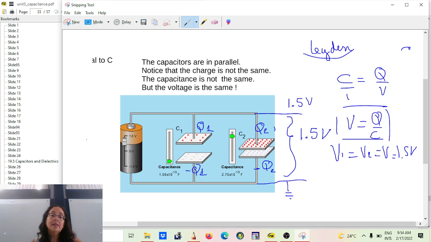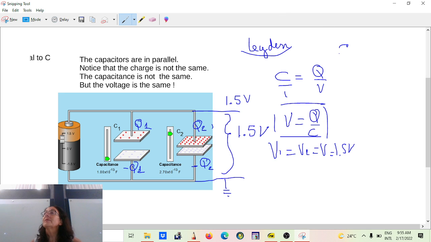So anyway, you see that the amount of charge you can collect here depends on the affinity for the charge. Here you have a small C1, you're going to have a small Q1. Here you have a big C2, then you're going to have a big Q2. So they are not going to have the same charge, but they do have the same voltage. Is that clear? Do you hear me on that?